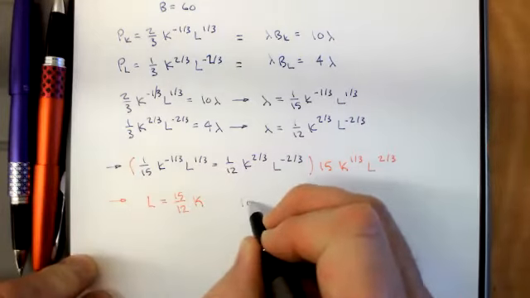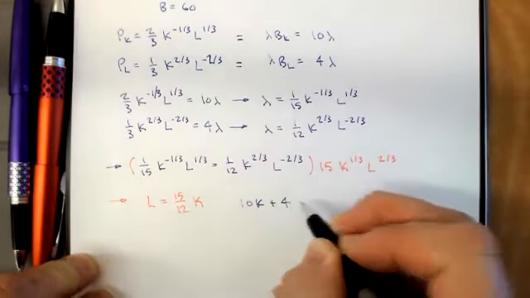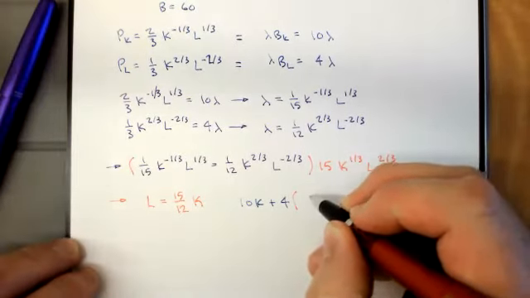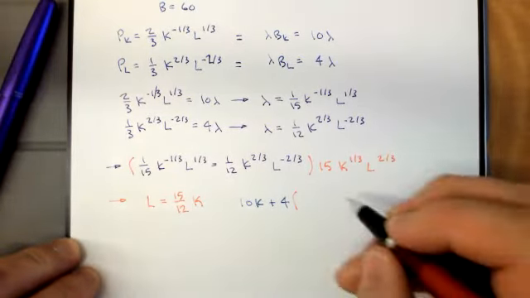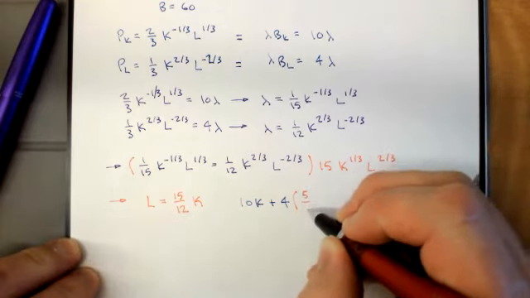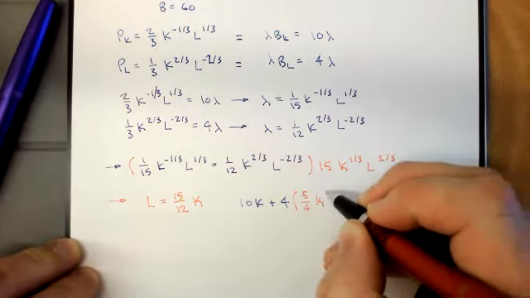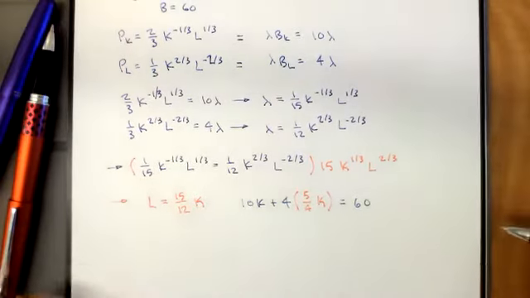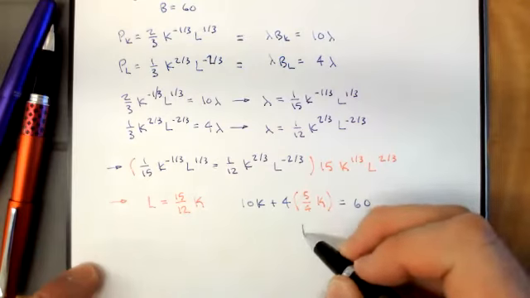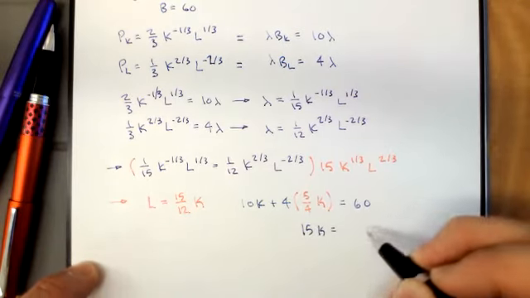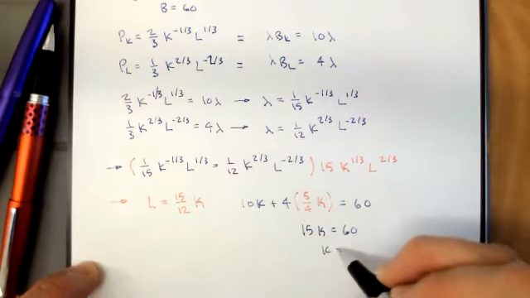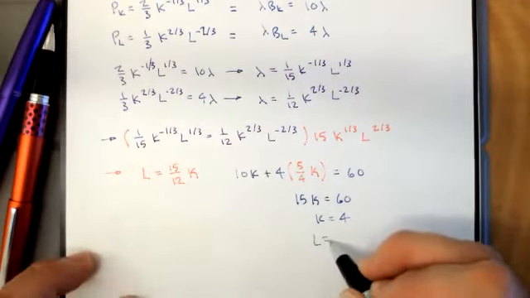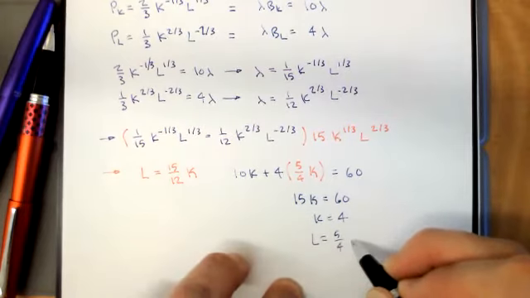And that becomes 10K plus 4 times 15 over 12. Let's take out a 3, so 5/4. So 15K is equal to 60, and K is equal to 4. If K is equal to 4, then L is 5/4 of 4.